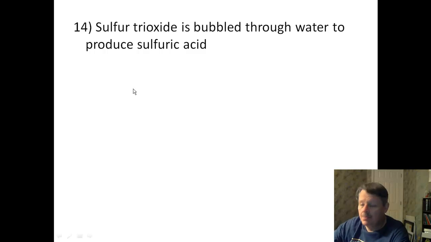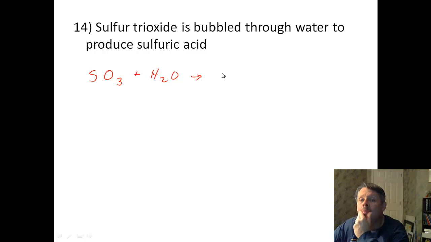All right, sulfur trioxide. Sulfur trioxide is bubbled through water to produce sulfuric acid. Sulfuric acid. Must be sulfate. Sulfate is SO4, hydrogen sulfate. And so that's H2SO4 because sulfate has a -2 charge. And when I look at it, I have 2 hydrogens, I have 1 sulfur, I have 4 oxygens, so I do not even have to balance that, it's already there.